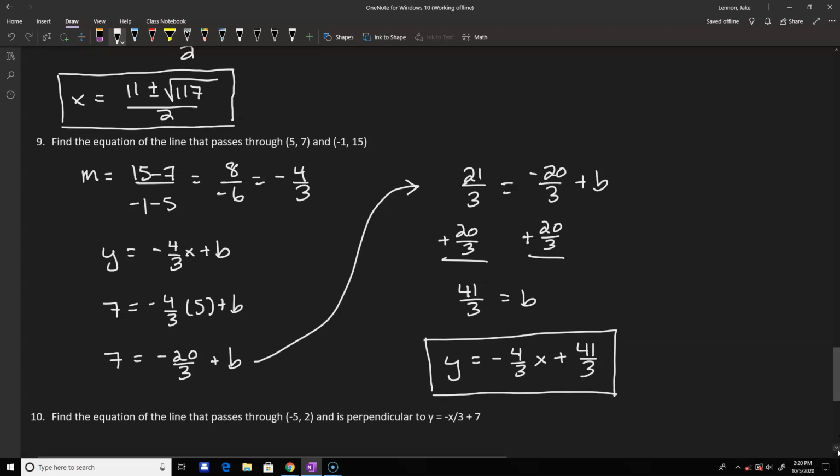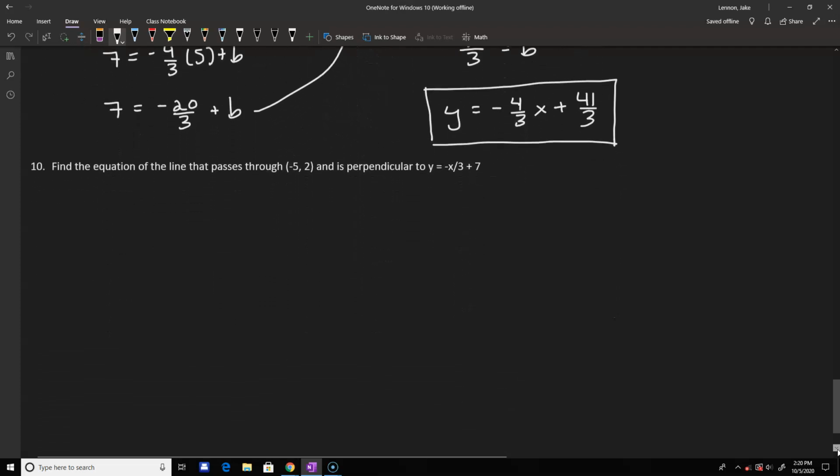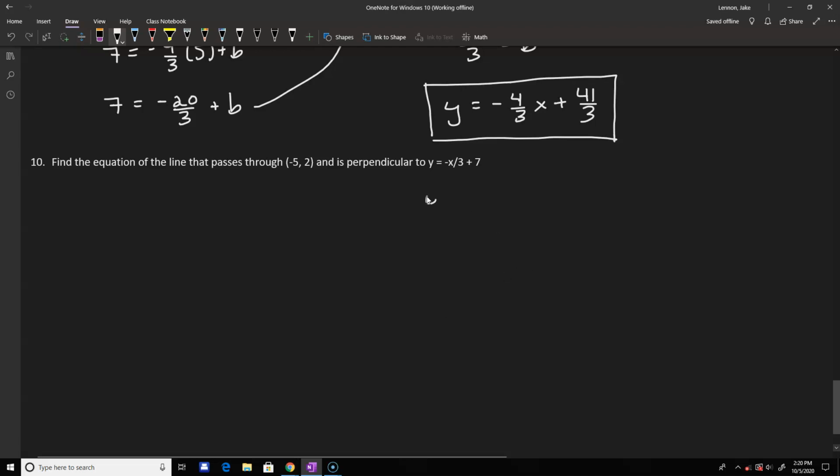Okay, the last one is finding the equation of a line. We're given a point that it passes through and also a perpendicular line. So y equals negative x over 3 can also be thought of as y equals negative 1/3 x plus 7. So the first thing is the slope of our line. The slope of our line is the opposite reciprocal of negative 1 over 3. That means we flip it over and change the sign. So our slope should be 3.